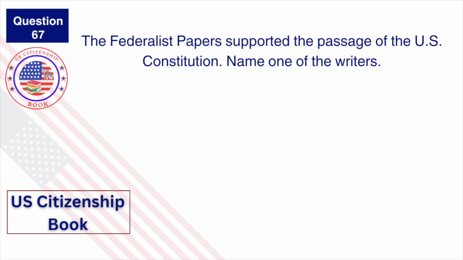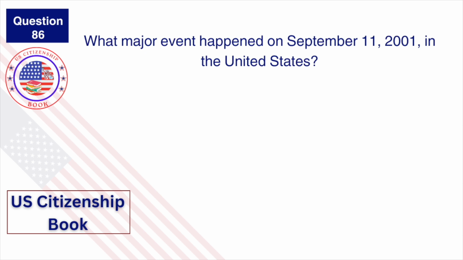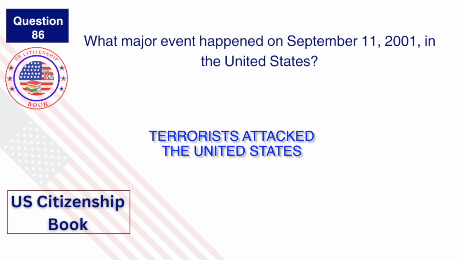The Federalist Papers supported the passage of the U.S. Constitution. Name one of the writers. James Madison. What is the highest court in the United States? The Supreme Court. What major event happened on September 11, 2001, in the United States? Terrorists attacked the United States.